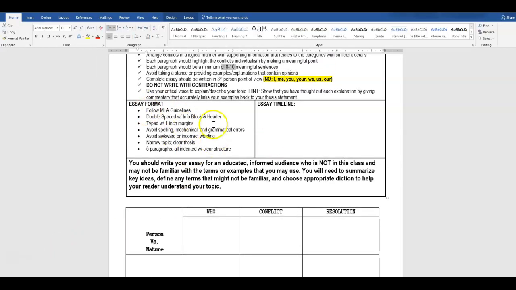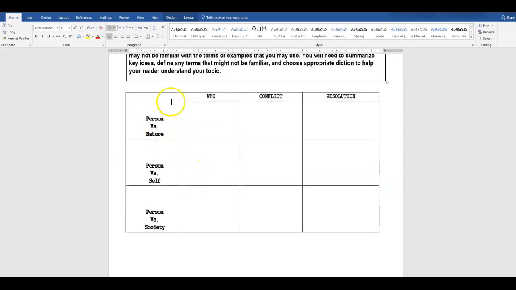I've given, again, essay format. None of that changes. It's the same from Essay 1 to 2. You can read over that by yourself. I've also given you a little helpful read-through map. This is not the map that you will submit on Blackboard. It is a different one. However, if you need something to jot down some ideas while you're reading the text through the first or second time, here's something that you can do that on.